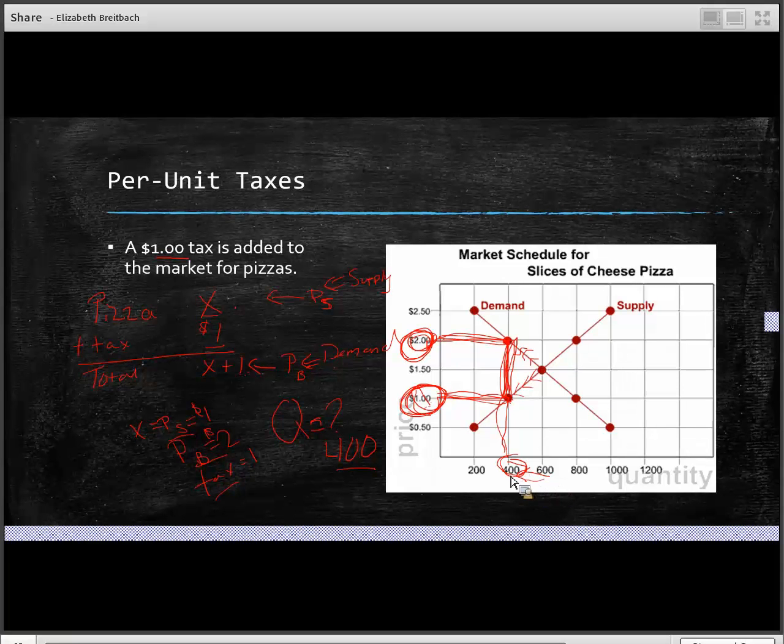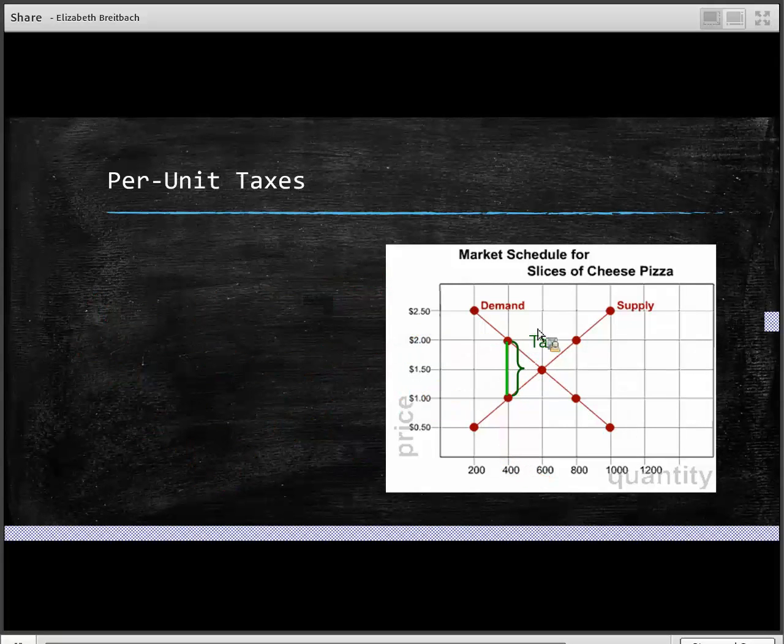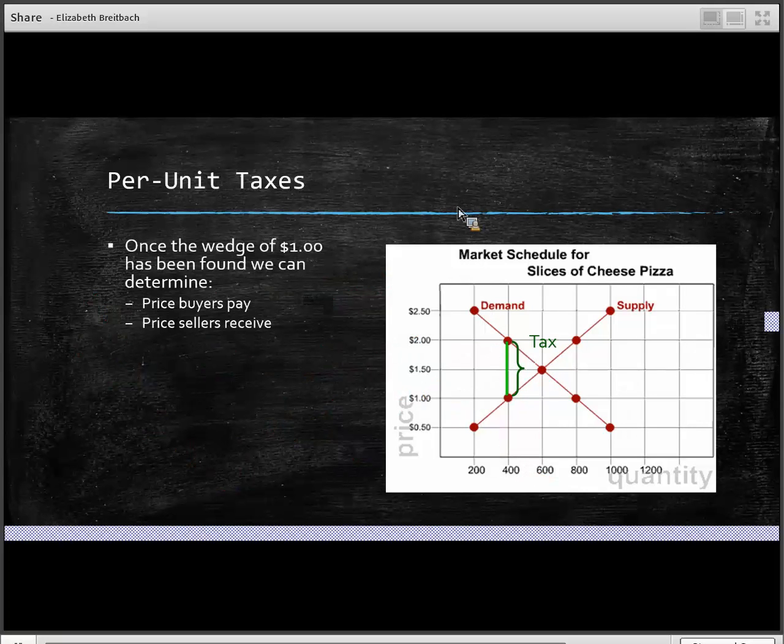All right, so I have that tax wedge in there for us now. Once the $1 tax wedge is found, we found the price buyers pay, we found the price sellers receive, we compared them to the equilibrium. So they used to pay $1.50, now buyers pay $2. Sellers used to receive $1.50, now they receive $1.